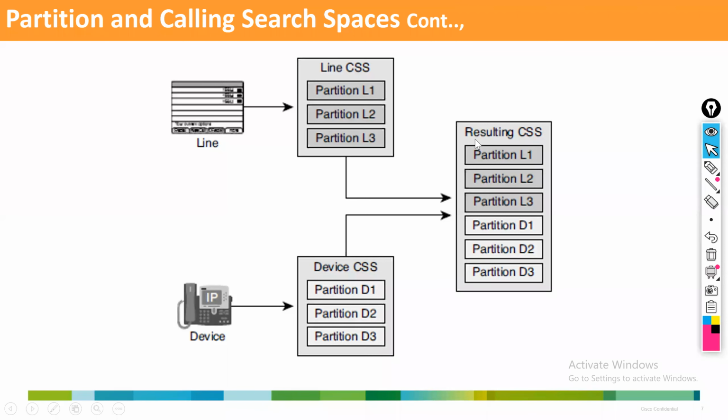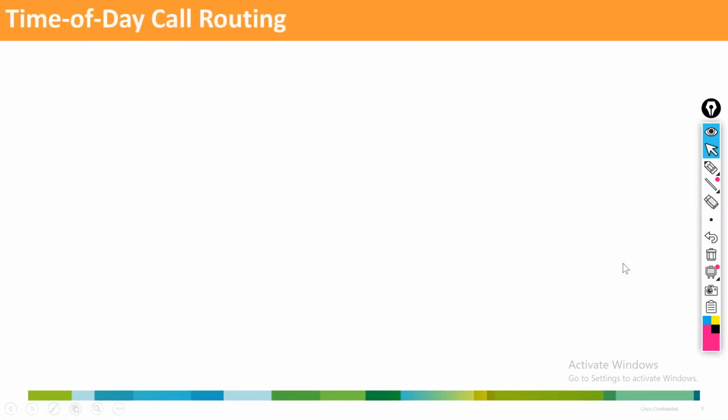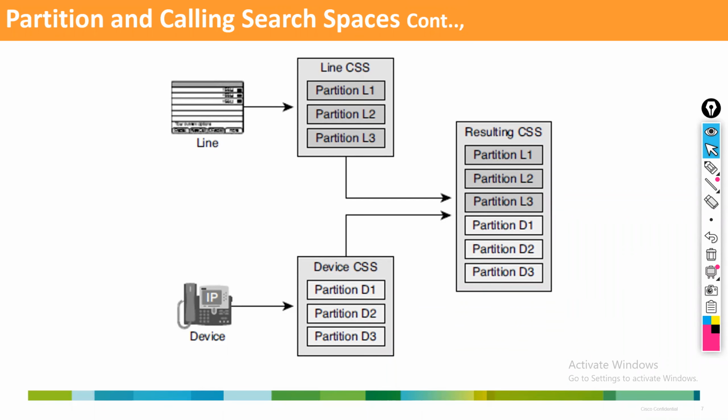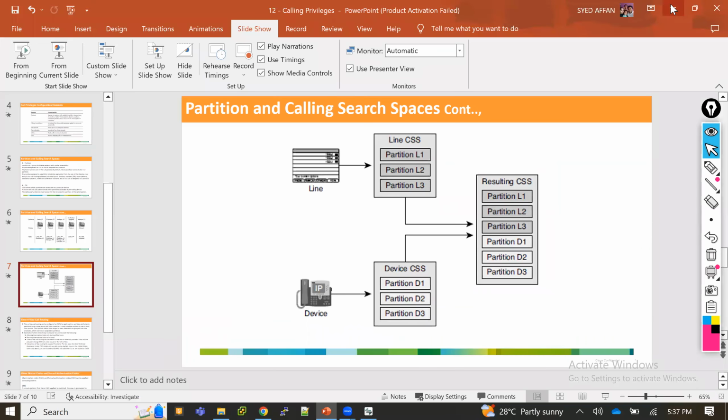See here, the result is partitions L1, L2, L3 and D1, D2, D3. It combines both into one. Suppose you want to give priority, then the line gets the higher priority. How exactly that works, we'll see when we do the practicals. Next is time of day routing, but before we get into that, let's do the practicals here.